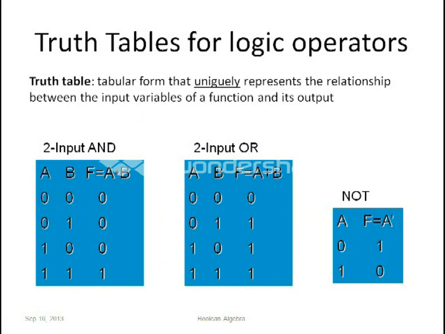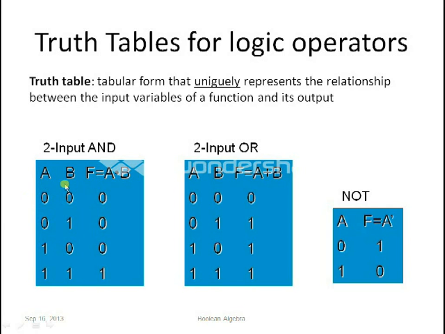So what is a truth table? A truth table represents the relationship between the input variables of a function and its output. So it represents the relationship between the input as well as the output, along with the possible combinations of input and their outputs. If you can see the truth table of the 2-input AND gate, where a and b are the inputs, the output function f equals a dot b, or a and b.